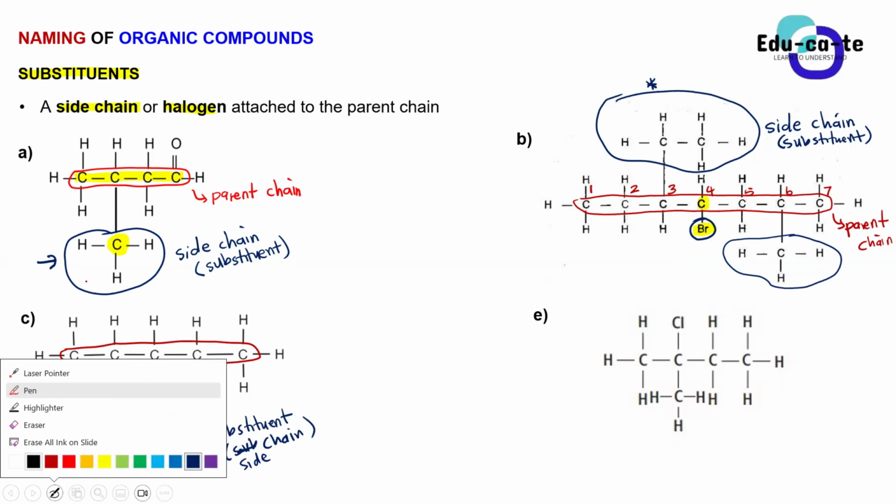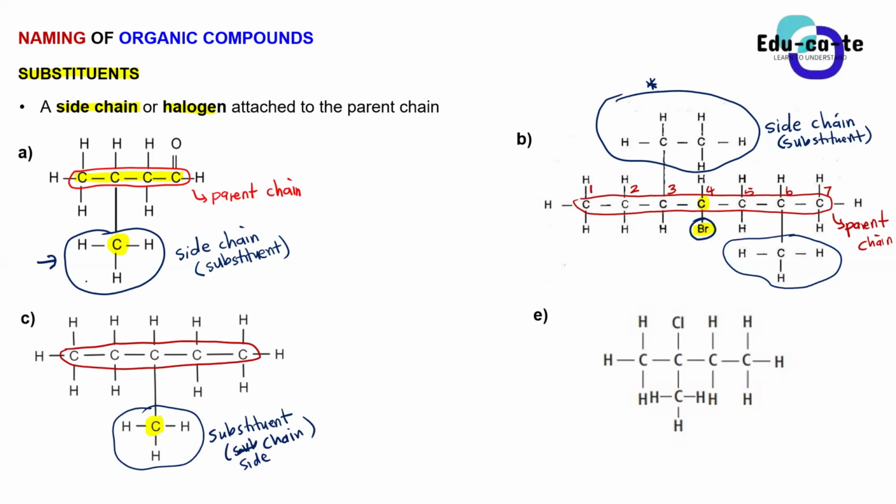Yes, raise your hands, guys. How many substituents do we have on compound E? I think I misnumbered this. Let's see how many carbons. How many substituents? Let's see. So two substituents, chlorine and carbon.